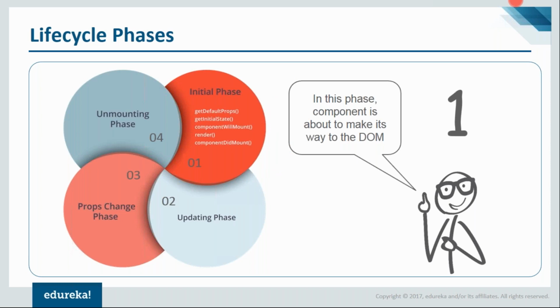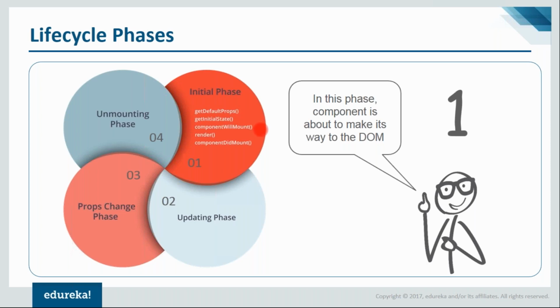The first method is getDefaultProps. Now this method allows you to specify the default value of this.props. It gets called before your component is even created or any props from the parent are passed on. All right. And then we have another method, which is getInitialState, and the getInitialState method allows you to specify the default value of this.state before your component is created, just like getDefaultProps. But this too gets called before your component is created.